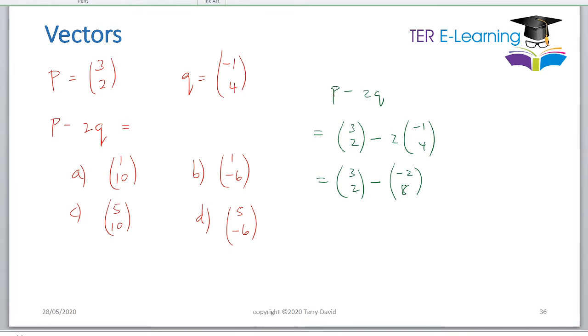So all I did there was work out this here first, work out 2Q. Work out that part first, right? So then what you're going to end up with is 3 minus minus 2, which is the same as saying 3 plus 2, which gives me 5. And then 2 minus 8 gives me minus 6, right? So the answer is actually D. All right, so you all are correct.